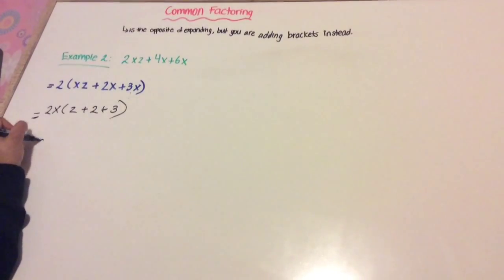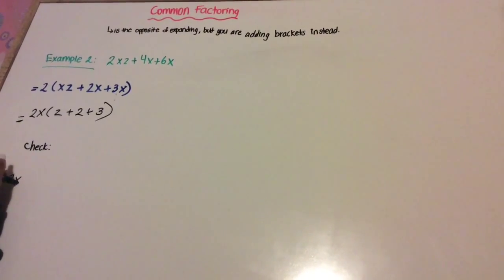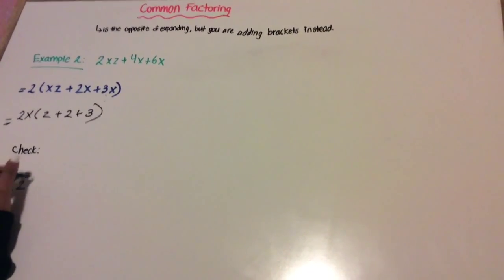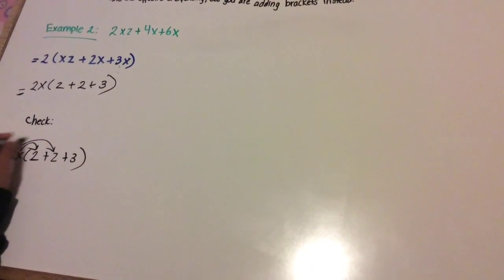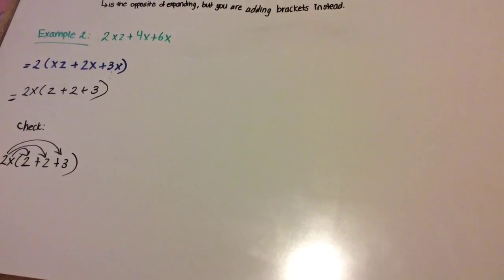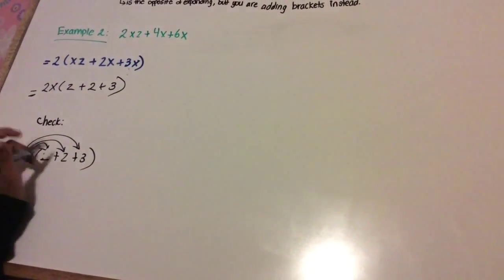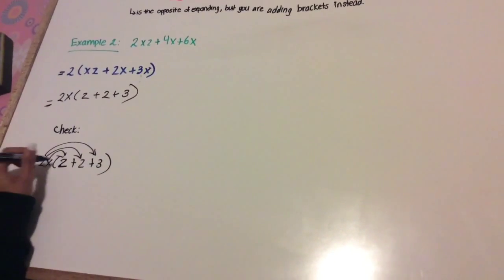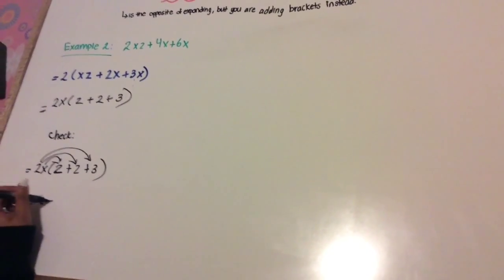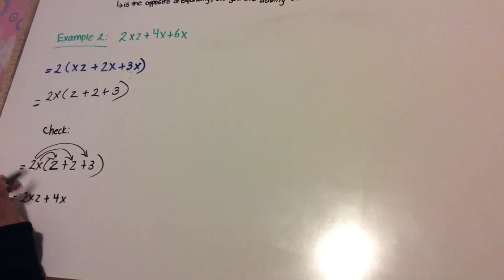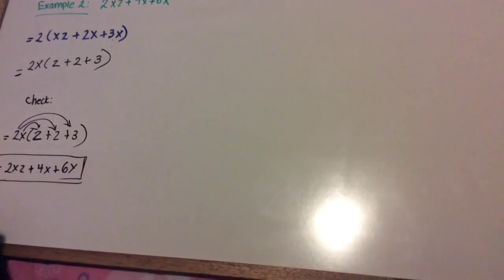So to check if you're correct with taking out the variables, you can expand and simplify. So it'll be 2x times z plus 2 plus 3. You're going to expand this, learned from multiplying binomials. So 2x times z, just pretend there's a 1 there, so it would be 2xz, and then 2x times 2 would be positive 4x, and then 2x times 3 would be 6x. So here, we common factor.